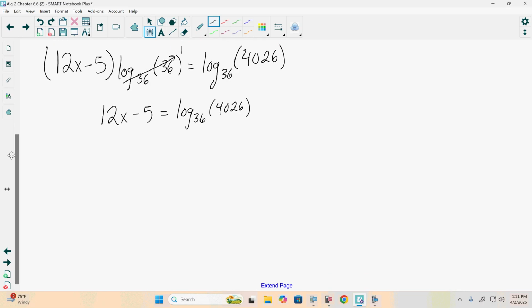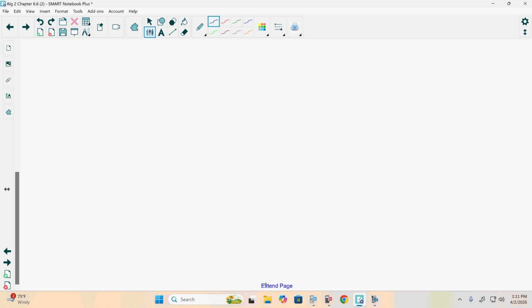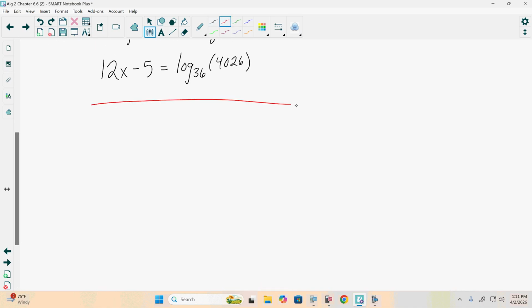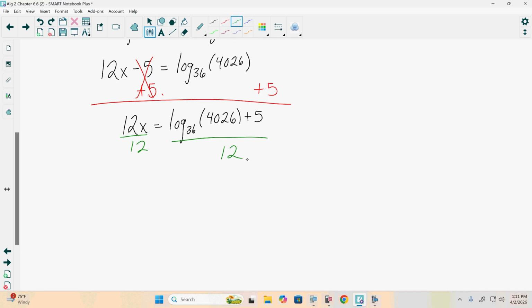What would we need to do to get x by itself? First thing we can do is add 5 to both sides, telling us 12x is equal to log base 36 of 40.26 plus 5. And then lastly, we would divide both sides by 12.